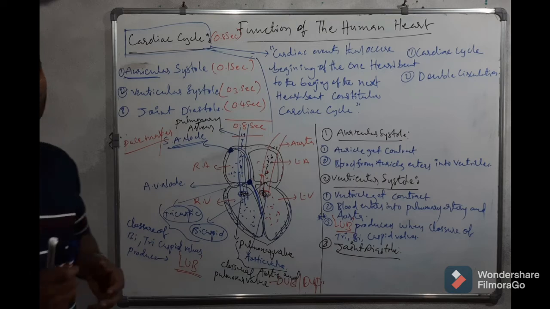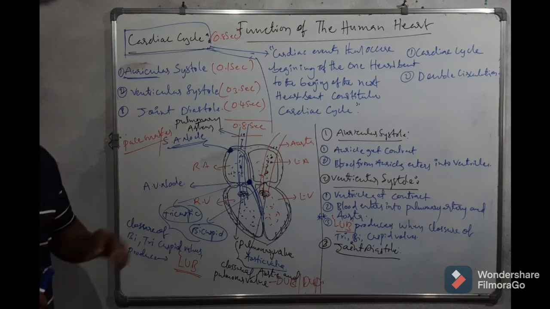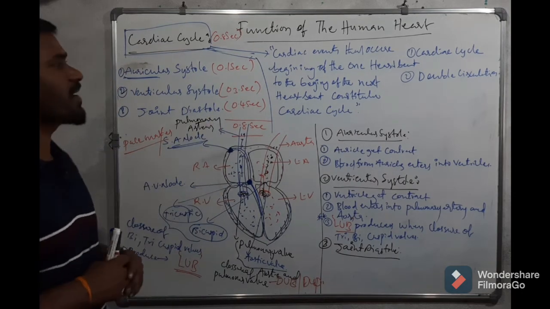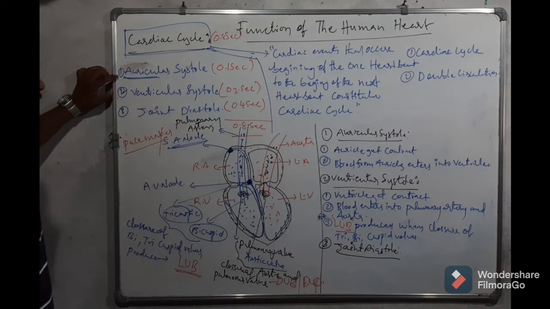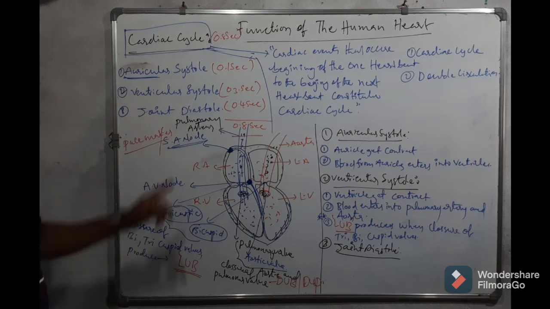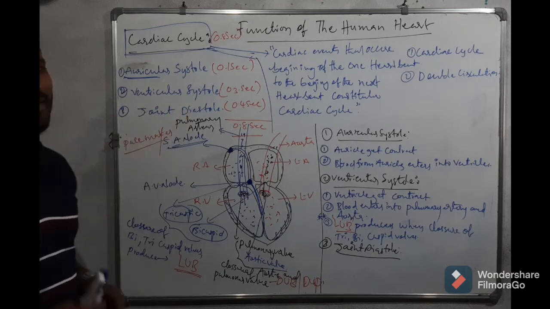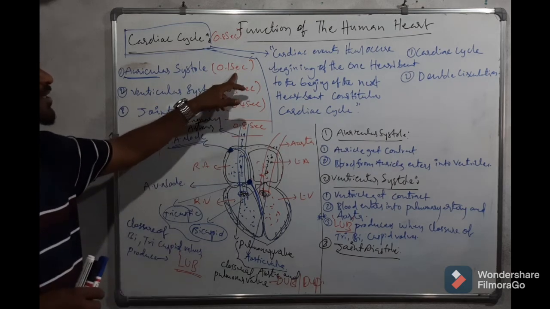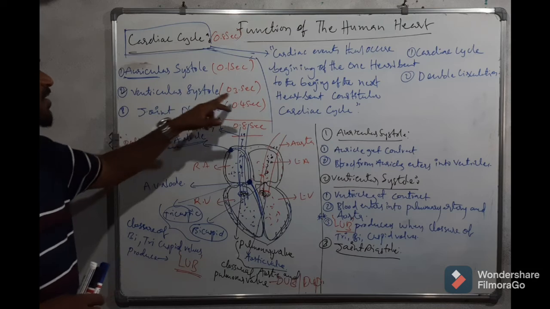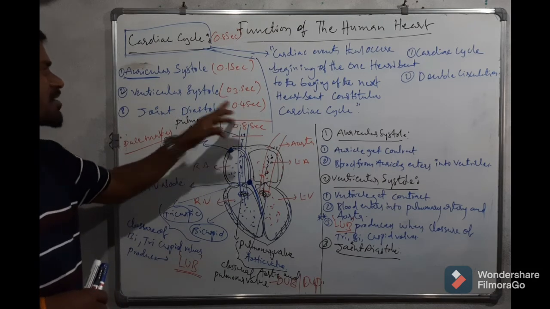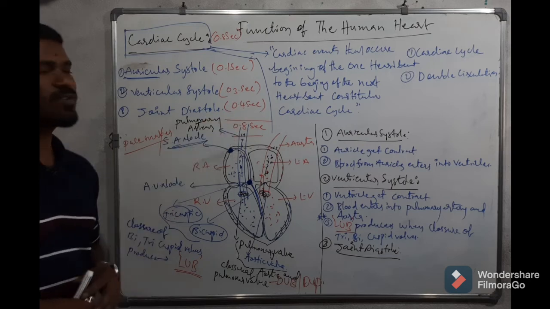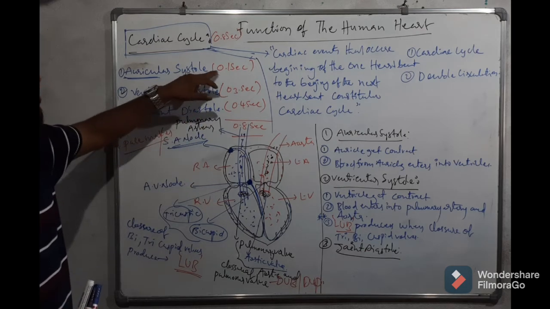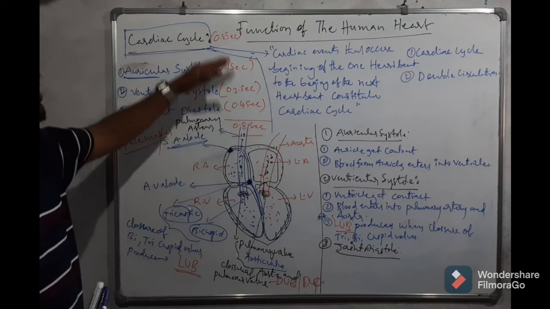I will repeat the cardiac cycle. Cardiac cycle means the events that occur from the beginning of one heartbeat to the beginning of the next heartbeat. It includes mainly three steps: number one, auricular systole; number two, ventricular systole; number three, joint diastole. Systole means contraction and diastole means relaxation. Auricular systole takes 0.1 second, ventricular systole takes 0.3 second, and joint diastole takes 0.4 second. The total time for the cardiac cycle is 0.8 second.